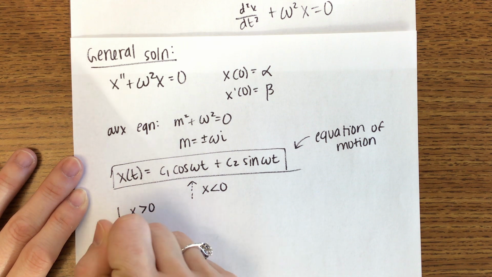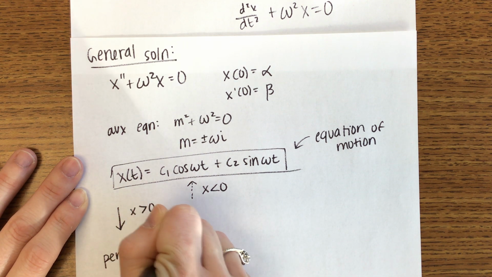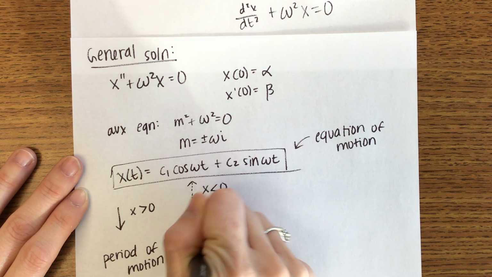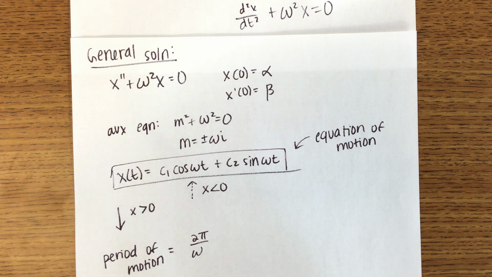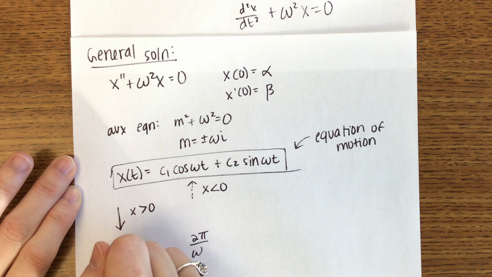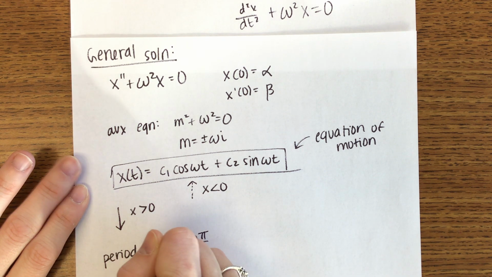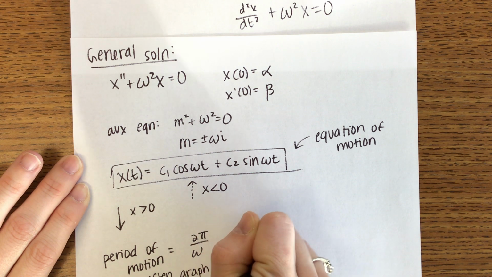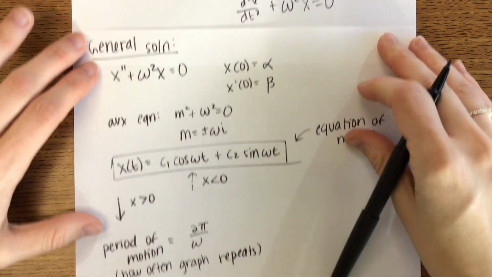Two other things you need to know before we do an example is the period of motion. If you're asked for the period of motion, that is 2 pi divided by omega. By period of motion, I mean how often the graph repeats within 2 pi, that is.